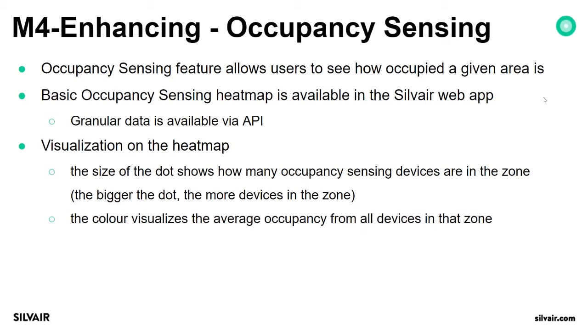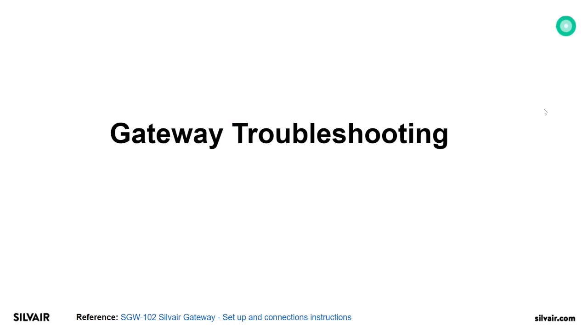Of course, to have a very detailed view, you would need to have multiple zones with one node. Then you will have a very detailed heat map, but it's not practical. It's better to gather such data in detail from API. Okay, before we go to gateway troubleshooting, I will switch to a different view from the web app.